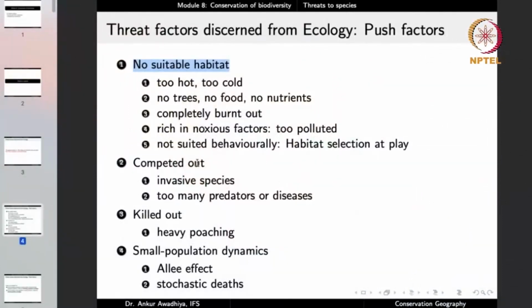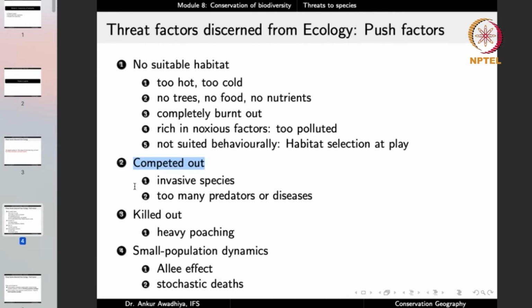Now if the mango trees are gone, then there will be no place where this bird would feel comfortable. And if the bird is not comfortable, it will not make a nest, it will not give rise to young ones. And slowly the population will move towards decline. Or we can have situations where there is a lot of competition.